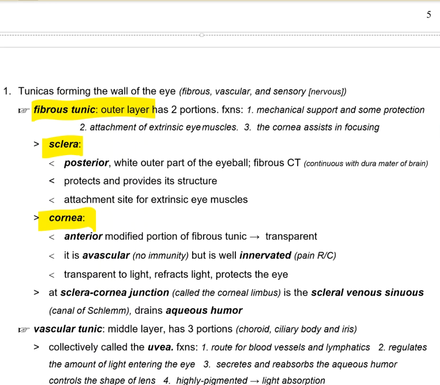So the sclera is the more posterior part, and as I said, is the white outer part of the eyeball. It's very fibrous connective tissue, and interestingly, it's continuous with the dura mater of the brain, so it's kind of an extension of our brain. And as we said, it provides structure and protection and allows eye muscles to attach.